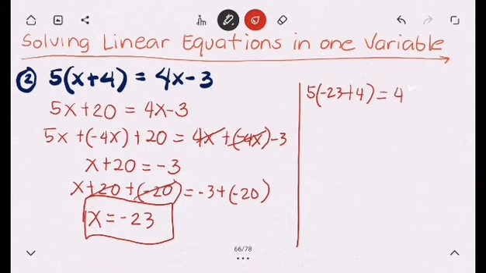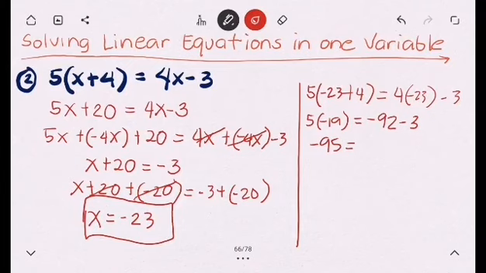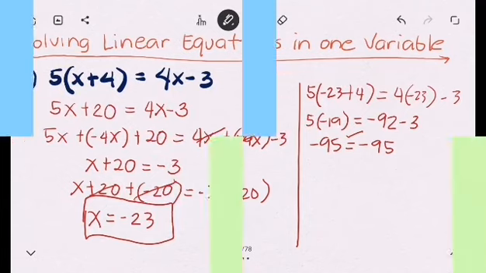So magiging 4 times negative 23 minus 3. Okay. So simplify natin yung nasa loob ng parenthesis. So we have 5 times negative 19 is equal to 4 times negative 23, which is negative 92, minus 3. So 5 times negative 19, we have negative 95. So ang right side, negative 92 minus 3 is negative 95. Okay, so meaning to say, we got the correct answer upon checking dun sa ating original equation.